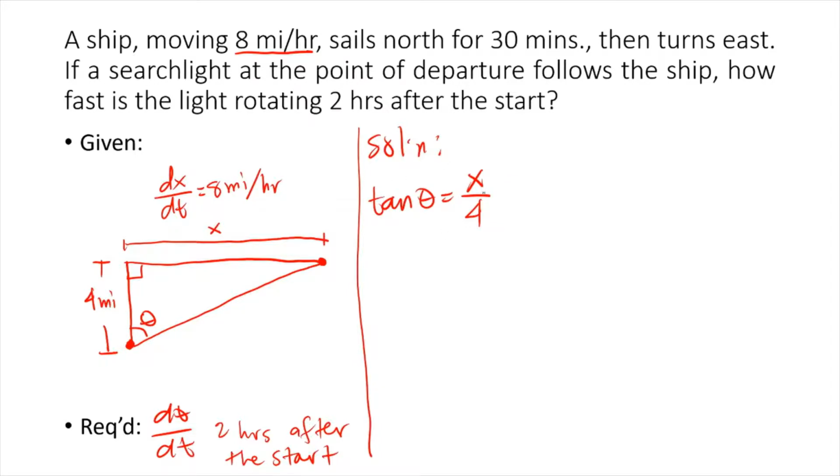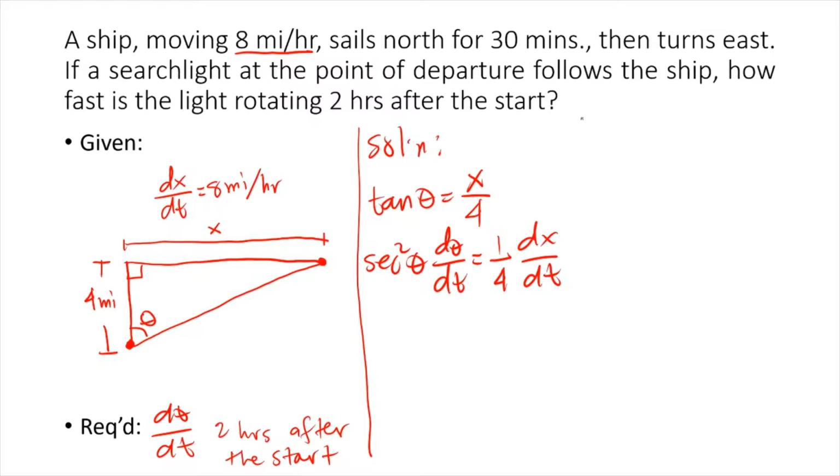Now, there are two ways we can differentiate this equation. We can use the trig function approach or the inverse trig function approach. Let's try the trigonometric function approach. Okay, so differentiate this equation with respect to time implicitly. Tangent, its derivative is secant squared of theta times d theta dt equals, we have here a derivative of x over 4 with respect to time. So we get 1/4 dx dt.